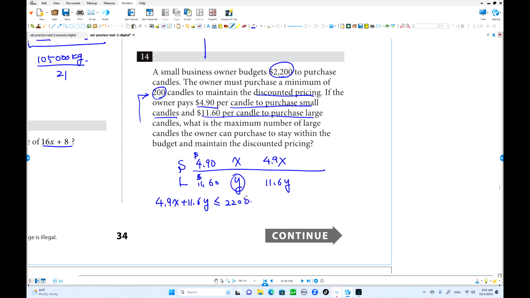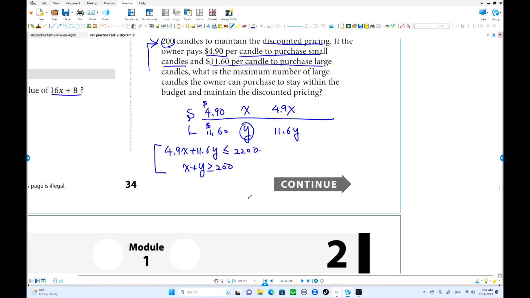Okay? This is the first constraint, this is the second constraint. The number of candles should be greater than 200, so x plus y should be greater than or equal to 200. Satisfy this one. So which will be the maximum value of y? I will solve this one. When you have an inequality, think about its graph. That is the easiest way, okay? This will be 11.6y less than or equal to negative 4.9x plus 2200. When you divide by 11.6 over here.